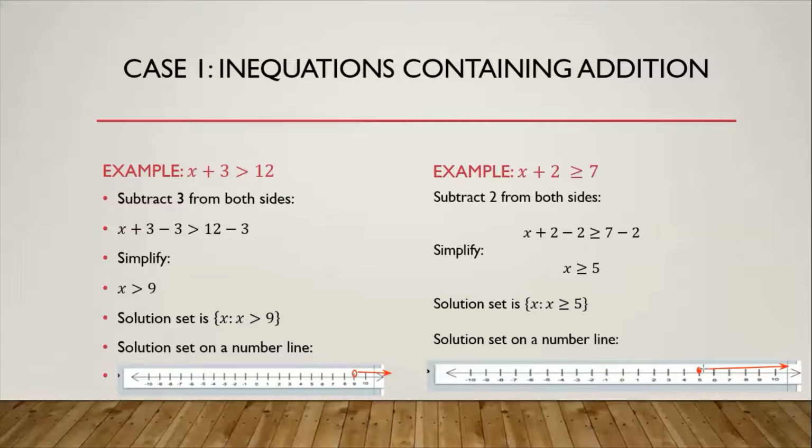Note, this bold circle is suggesting that 5 is a part of the solution. This open circle is suggesting that 9 is not a part of the solution. So that's the difference between a closed circle, which is just basically a shaded circle, and an open circle, a circle that is not shaded. All right.